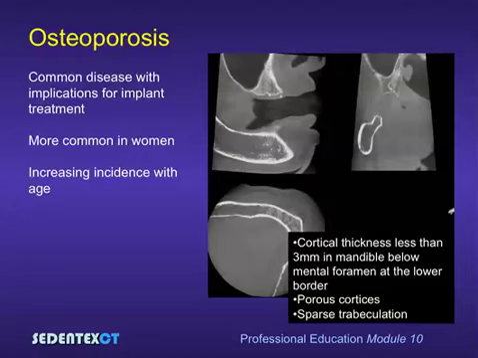As a general rule, we should be looking for a cortical thickness of less than 3 millimeters in the mandible below the mental foramen at the lower border as a risk factor. Another risk factor is porosity in the cortices. And finally, sparse trabeculation within the jaw itself.